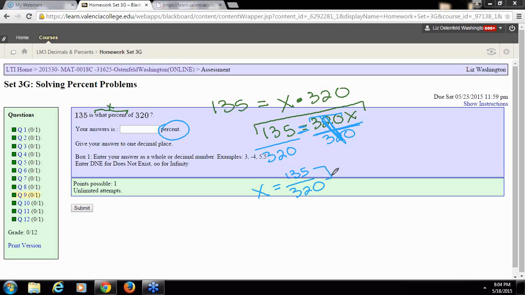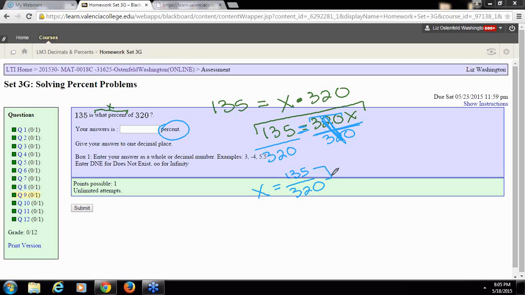Any ideas? How would I change that fraction? Very good. I could simplify it first to make it smaller and then divide, but at the end of the day, I'm going to get the same answer, okay? So that's exactly what I need to do.